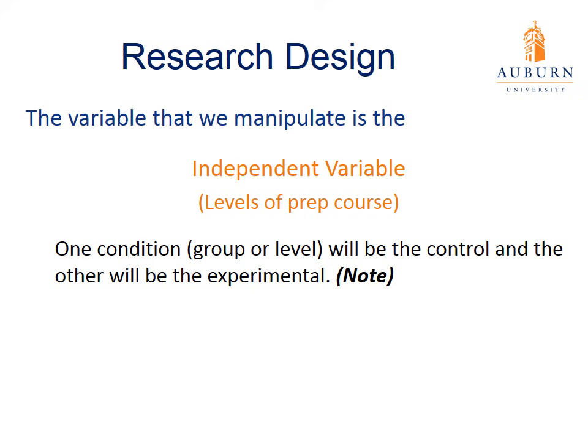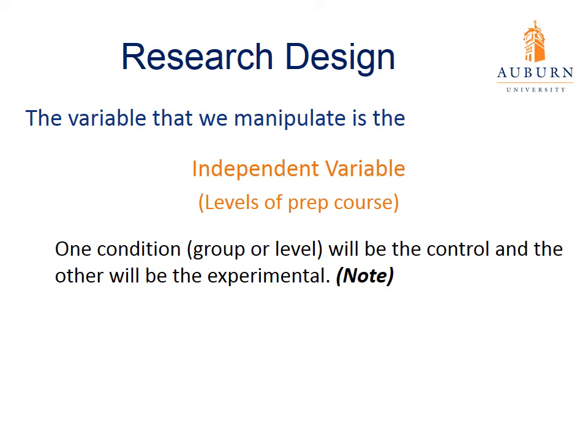So one condition or one group, one level or one sample. So just note that condition, group, level, and sample are telling us the same thing. But in one condition we'll have what's called the control. So this is the absence of an intervention or absence of treatment. So this would be the no prep course condition, or the no prep course sample, or the no prep course group, or the no prep course level. So we can say any of those terms is telling us the same thing.